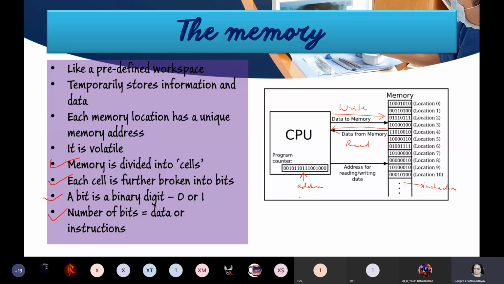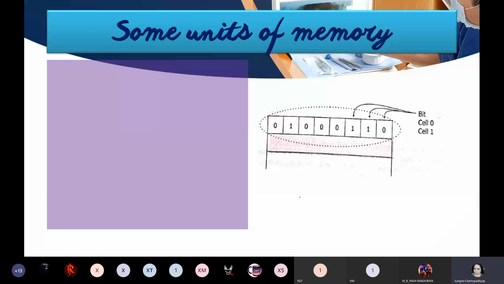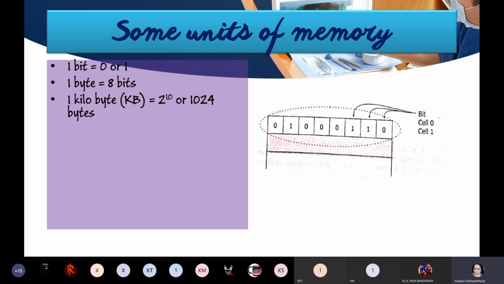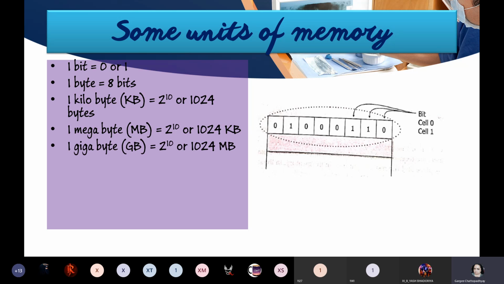Now next. So you can see one memory cell over here. This is one memory cell, and a cell is divided into how many bits? 8-bit locations. So 1 bit equals 0 or 1. 1 byte equals 8 bits. 1 KB equals 2 raised to the power 10 or 1024 bytes. 1 MB equals 2 raised to the power 10 or 1024 kilobytes. 1 GB equals 2 raised to the power 10 MB.